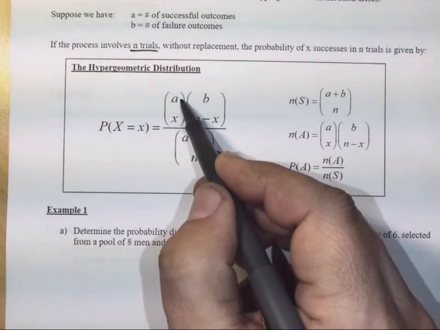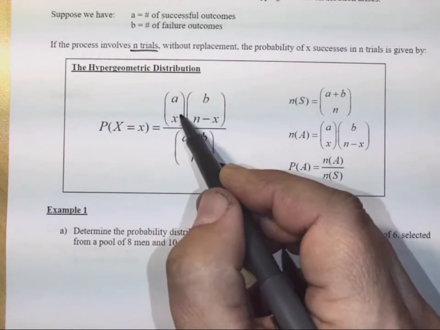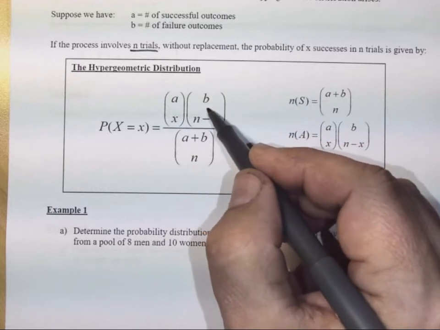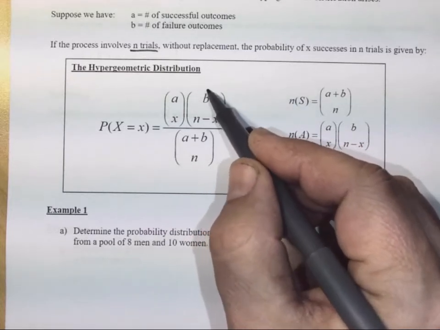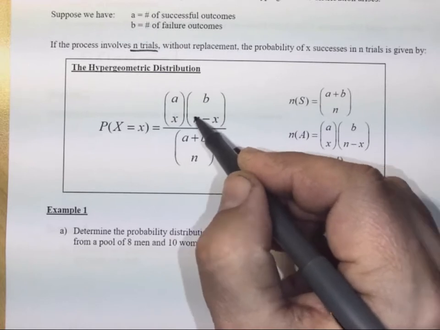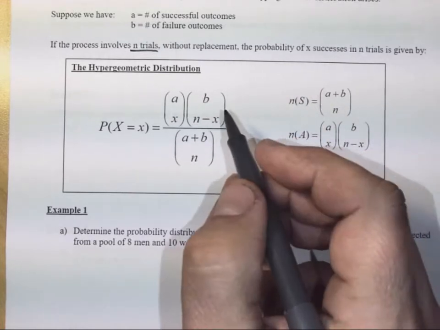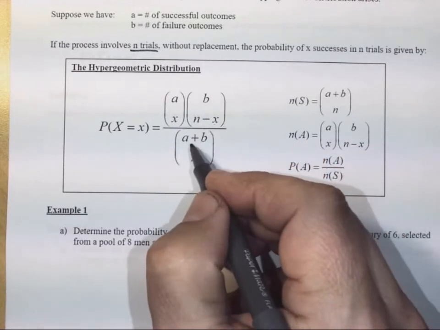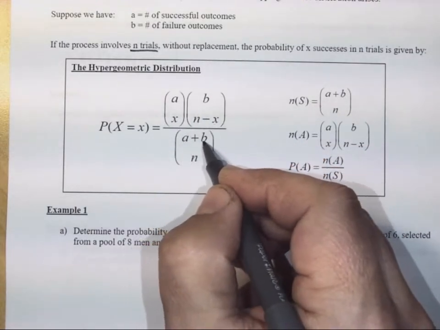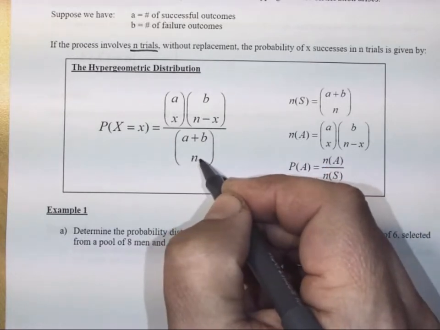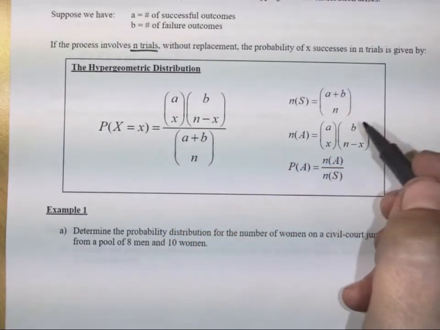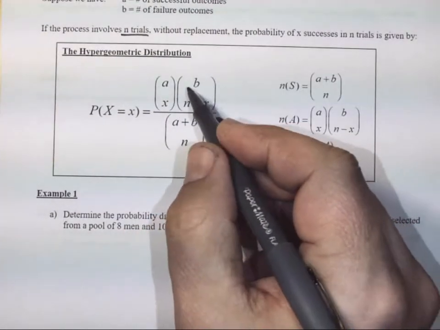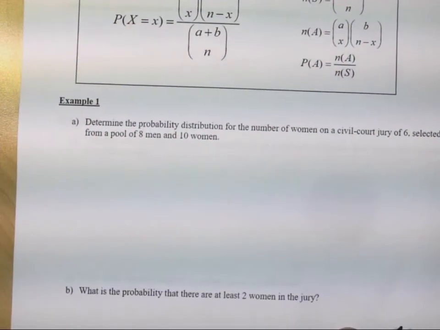Out of the group of successful things A, choose x of them. X is how many successes you want. Out of the group of unsuccessful or failure outcomes, choose n minus x. That's the rest have to come from the failures. That gives you your NA on the top. NS on the bottom is simply all of those outcomes, A plus B, choose n of them. That gives us our probability of NA over NS. This seems pretty complicated, but it really isn't. Let's take a look at example number 1.